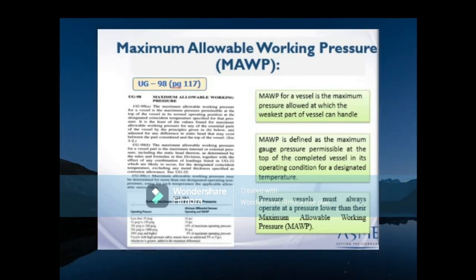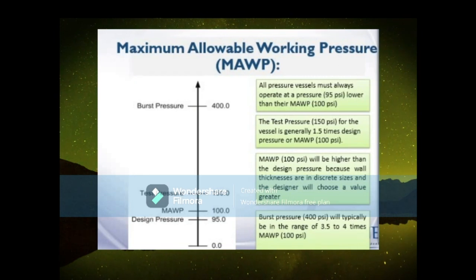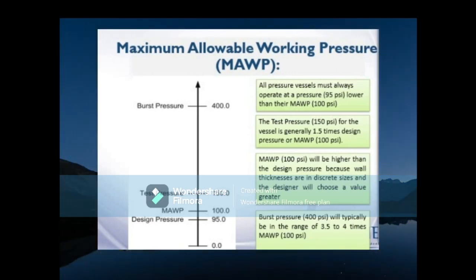In the example, since it is unlikely that he can design for exactly 95 psi, the designer selects the next highest level, which, in this example, is 100 psig. Therefore the vessel's MAWP is 100 psig. Maximum allowable working pressure. Pressure vessels must always operate at a pressure, 95 psi, lower than their MAWP, 100 psi.